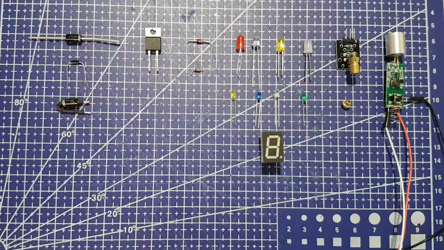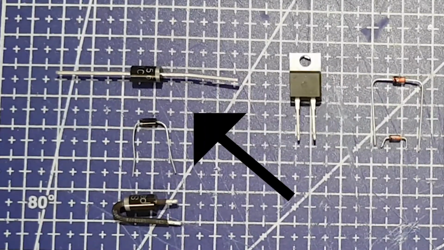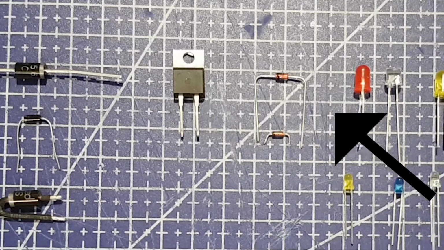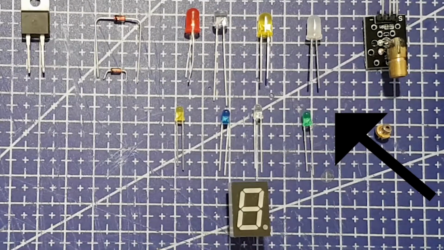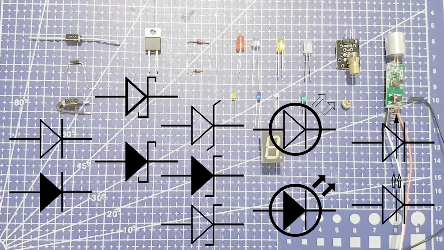So here on the bench we have 5 diodes, which we'll be covering in this video. We have the conventional Si or silicon diode, the Schottky diode, the Zener diode, the light emitting diode or LED, and the laser diode. As you can see, the symbols for these diodes can be drawn as an outline or filled in. The symbol also helps us remember a few details about the diodes.